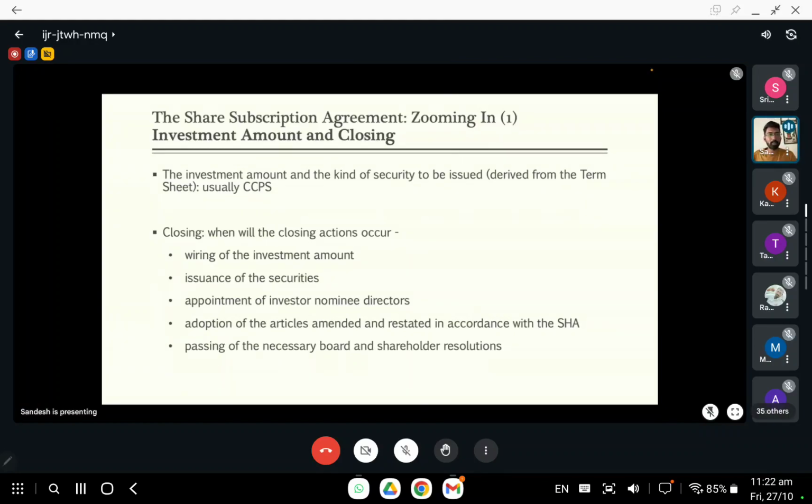The first set of clauses will be: what is the amount that they're giving, what is the instrument that they're subscribing to, and what is the procedure for issuing that investment. We covered what kinds of instruments there are. We covered that the investment amount can be anything, so that is something that you and the investor negotiate. And the closing is what the document will govern. What the document will lay out is, one, you will do a direct wire transfer into the company. The company will pass a board resolution to allot the shares and give the share certificates.